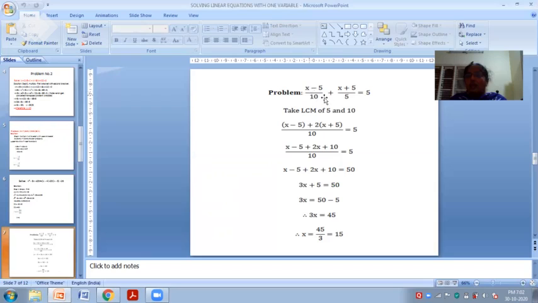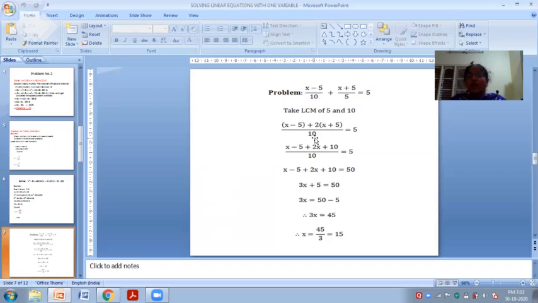While adding fractions, we have to take the LCM of the denominators. I have already told you in the previous class. What are the denominators? 10 and 5. So what is the LCM for 10 and 5? 5 ones are 5, 5 twos are 10. So 10 is the LCM of these two numbers.